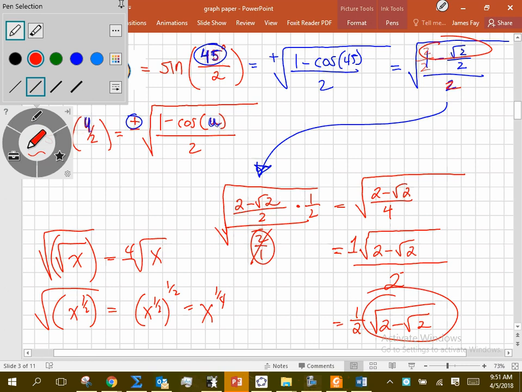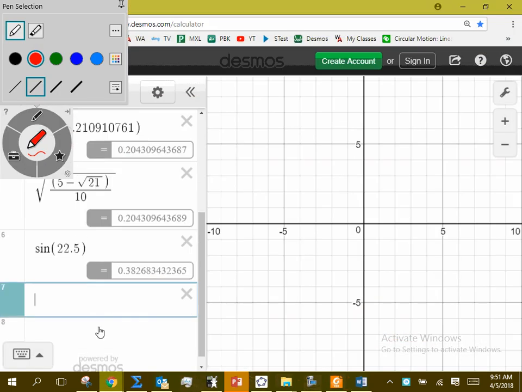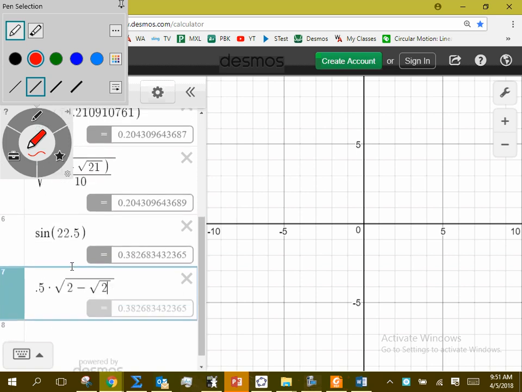Okay. If there was no addition and subtraction, you could maybe say the 4th root of 2 or something like that. But there is addition and subtraction occurring here, so you can't do that. Now, if we just want to check to see if we've done this correctly, we already know sine of 22.5 as a decimal is that 0.38 number. So I should be able to take 1/2 times the square root of 2 minus the square root of 2, and I get the same 0.38 number. Okay.